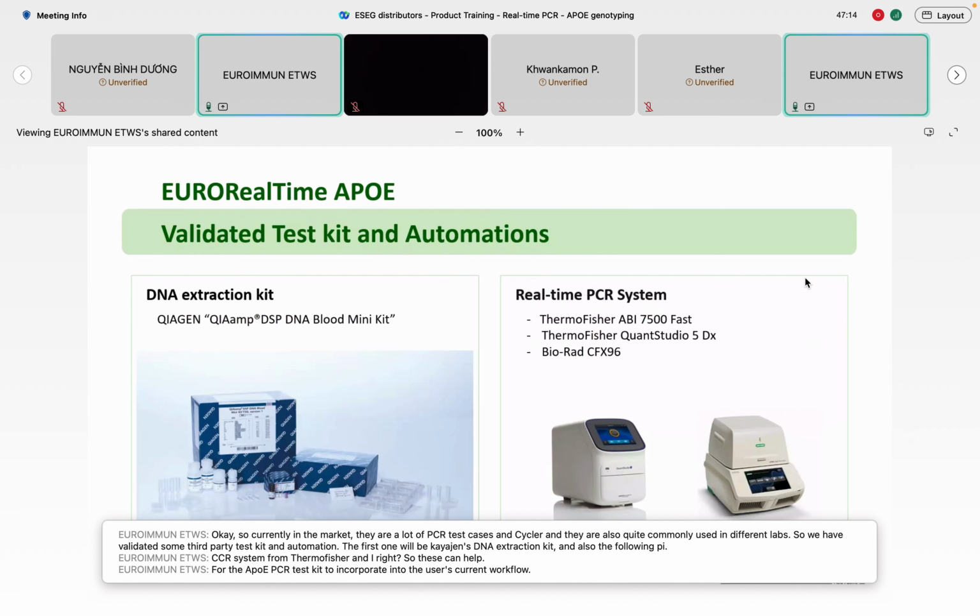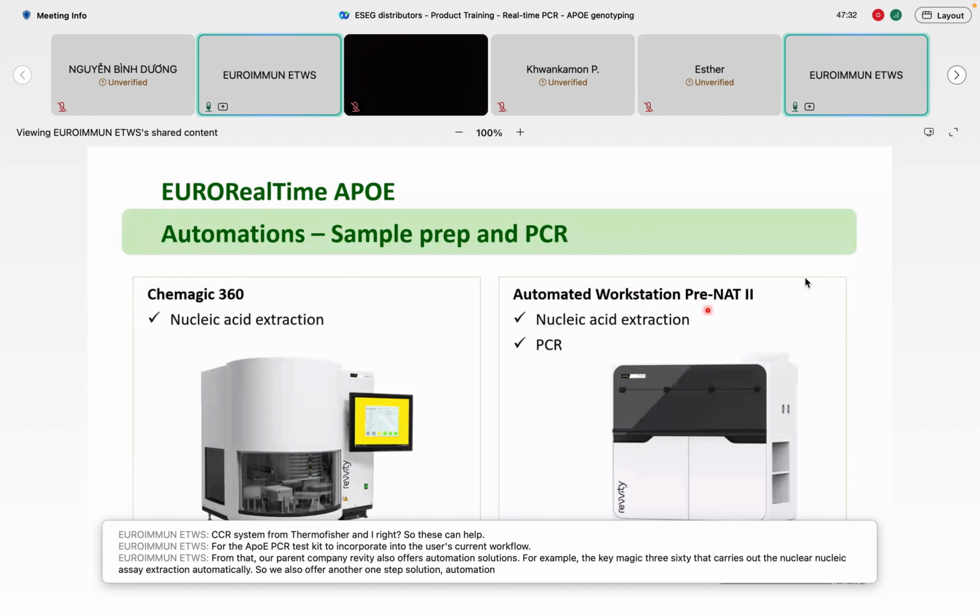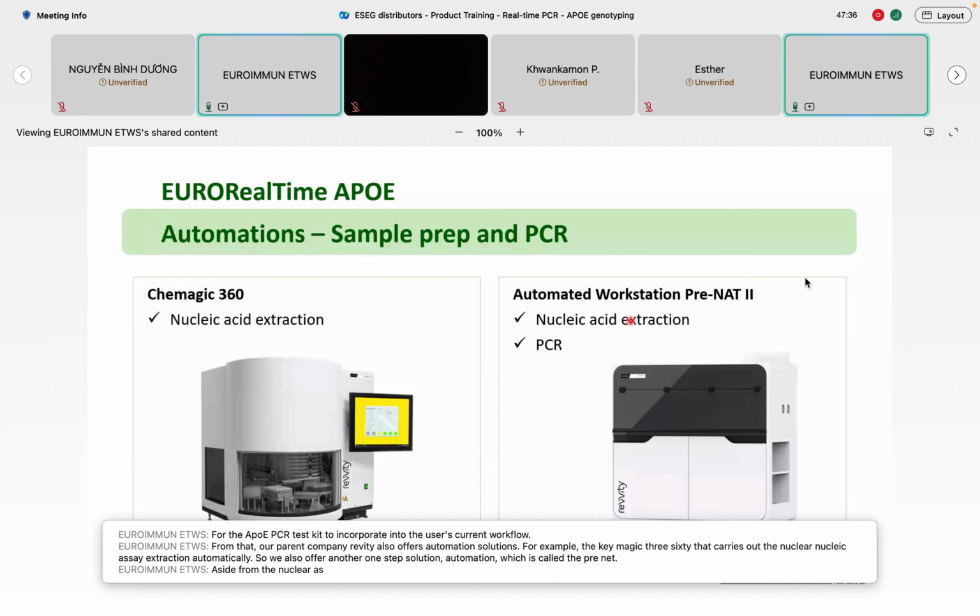Aside from that, our parent company Revvity also offers automation solutions. For example, the Chemagic 360 that carries out the nucleic acid extraction automatically. We also offer another one-step automation solution, which is called the PreNet tool. Aside from the nucleic acid extraction, it can also carry out the PCR.